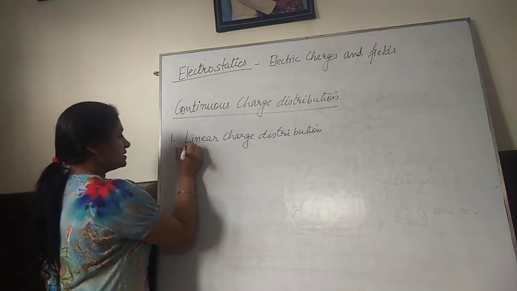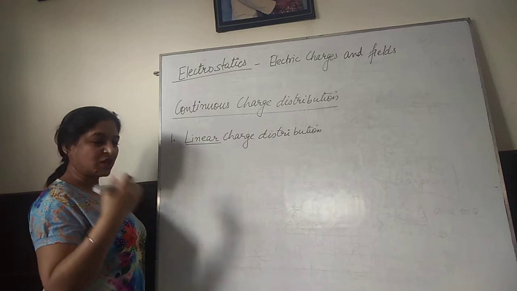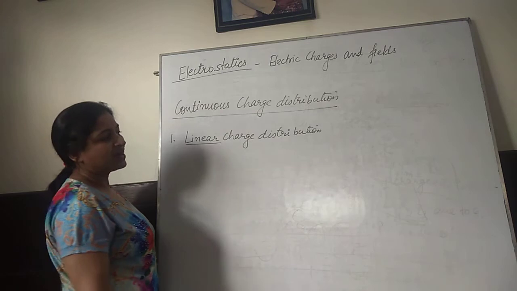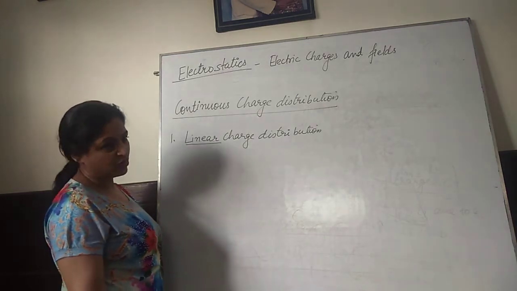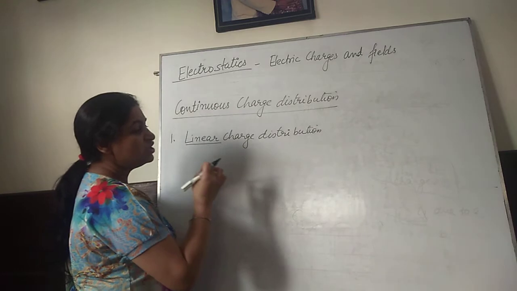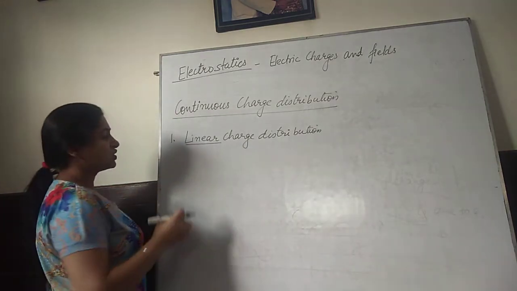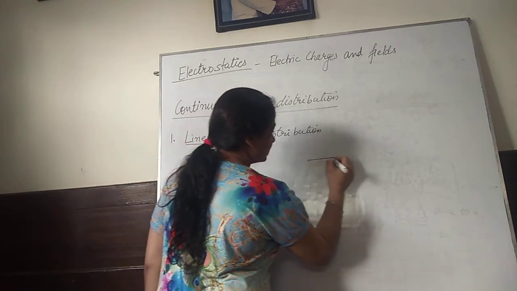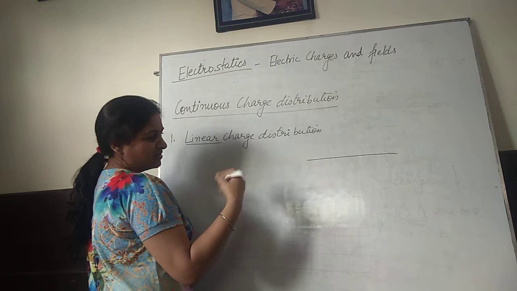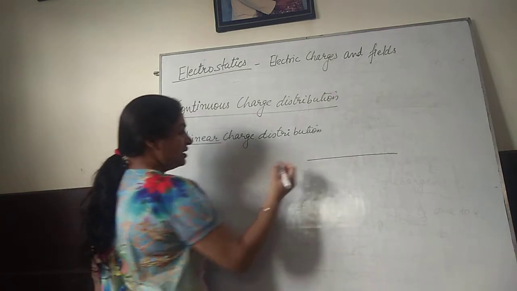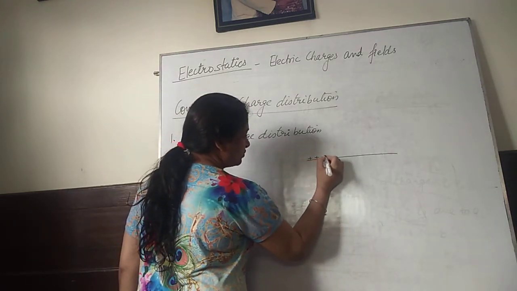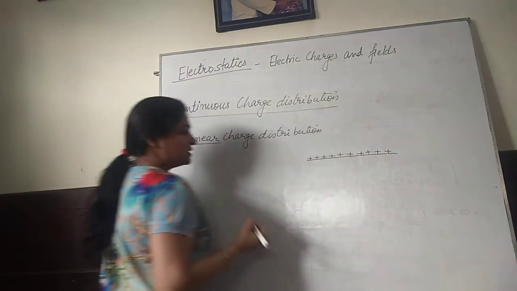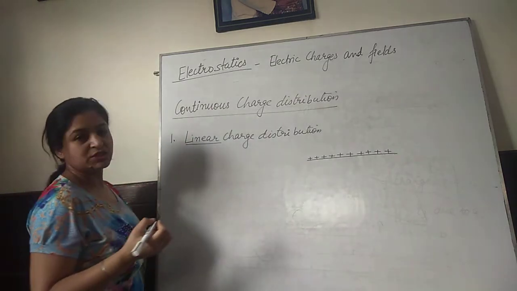As the name suggests, linear is when charge is distributed along any length, along any line, that may be straight or curved or any shape. When a one dimensional distribution of charge is there, that is called linear charge distribution. For example, I am having this line object. If the charge is uniformly distributed over it, this is a linear charge distribution.